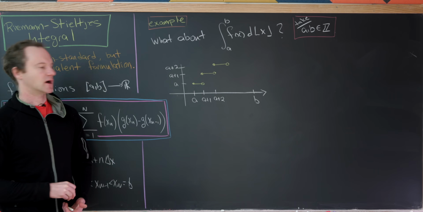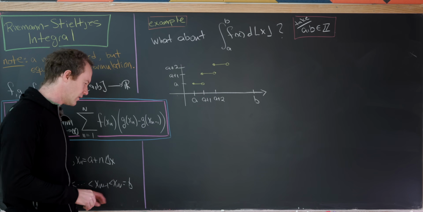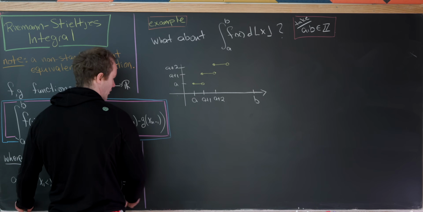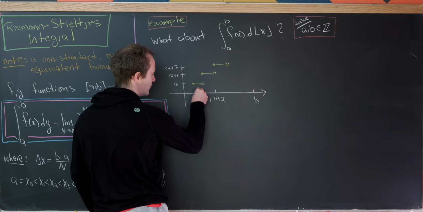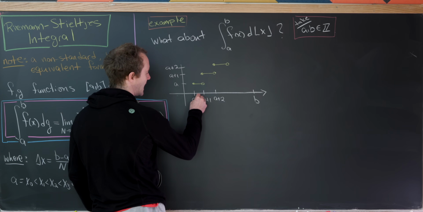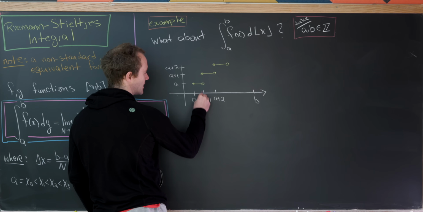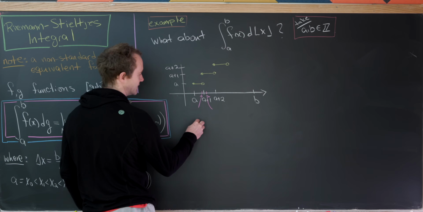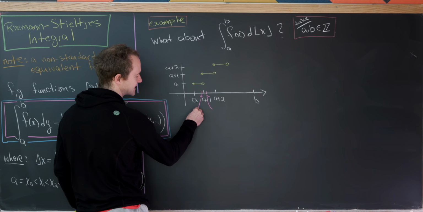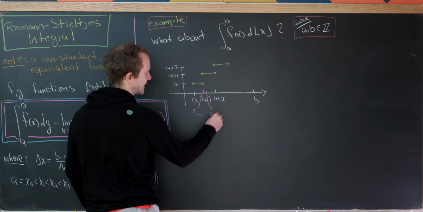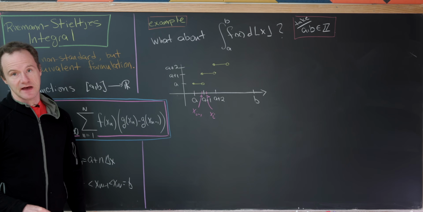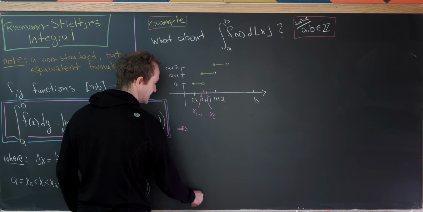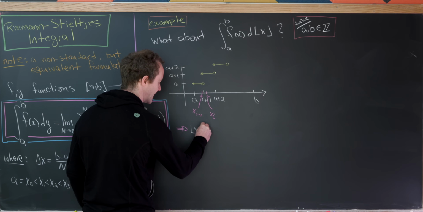So we've got something going on like that. Okay, so now let's say we had our x sub i right here, and our x sub i plus 1 straddles on the other side of this. Or maybe let's write this as x sub i minus 1 and then x sub i. So something like that.